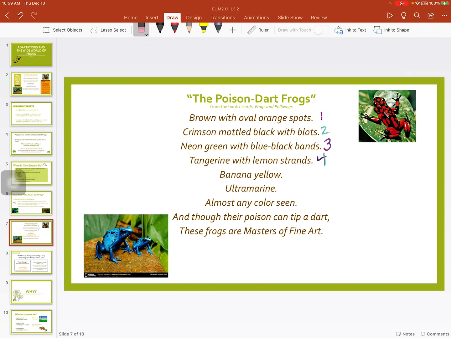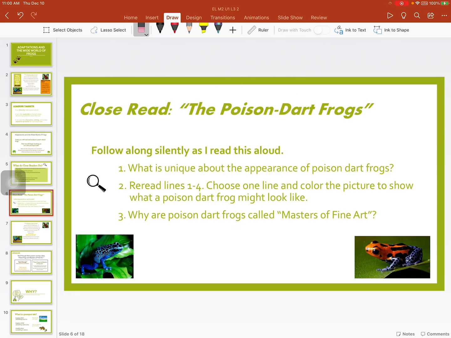The poisoned dart frogs. Brown with oval orange spots, crimson mottled, black with blots, neon green with blue black bands, tangerine with lemon strands, banana yellow, ultramarine, almost any color seen. And though their poison can tip a dart, these frogs are masters of fine art.